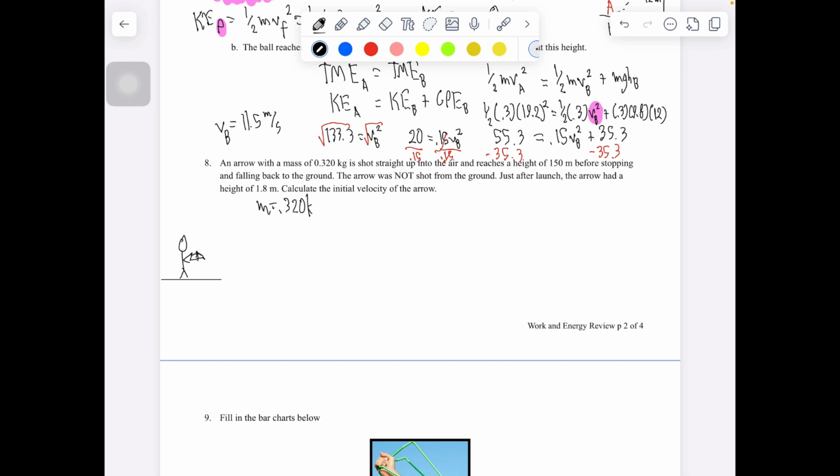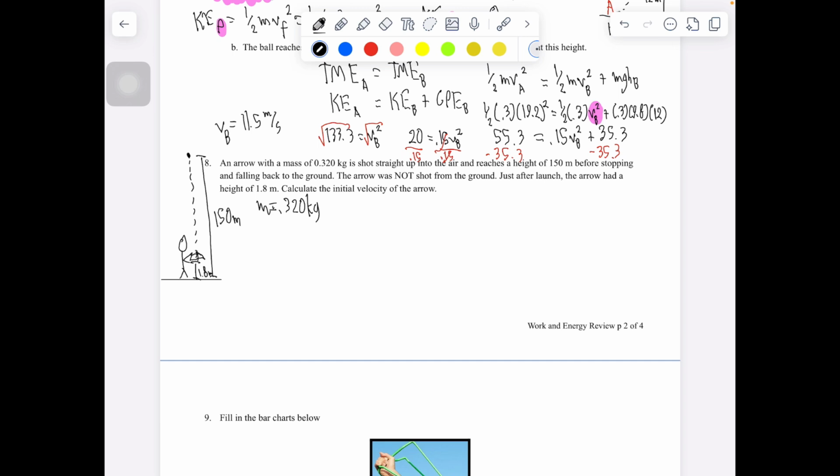0.32 kilograms. We also say that it reaches a height of 150 meters, so it's going way, way, way up into the air. Here is the very top. This height is 150 meters. It stops at the top and falls back to the ground. The arrow was not shot from the ground. Just after launch, the arrow had a height of 1.8 meters. So just after it's launched, right here, this is 1.8 meters. Now this, of course, is not drawn to scale, but we're going to do the best we can.